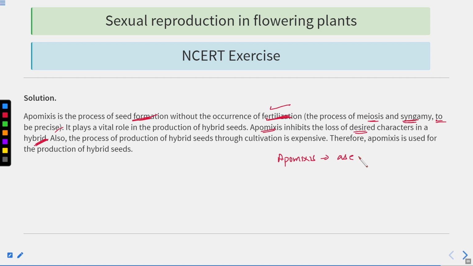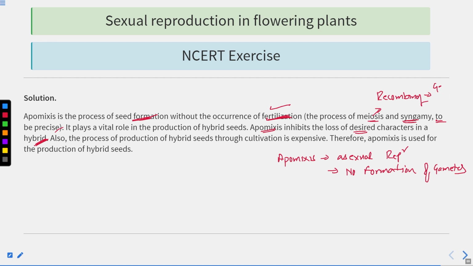You can say it is a kind of asexual reproduction. There is no formation of gametes. No gametes are produced. Gametes are produced by meiosis. So during meiosis, what happens? There is recombination. This recombination leads to genetic variability.